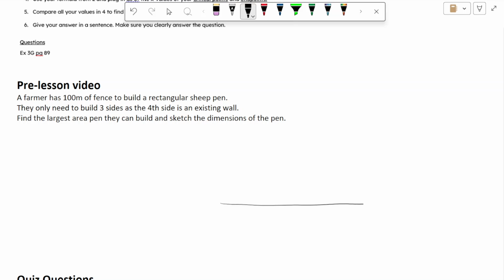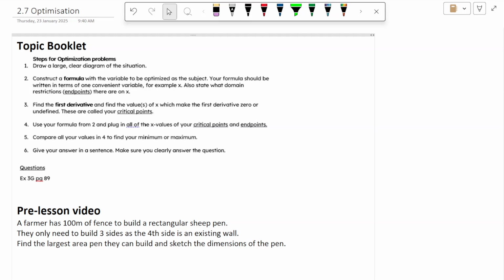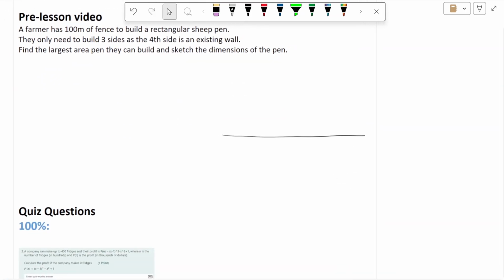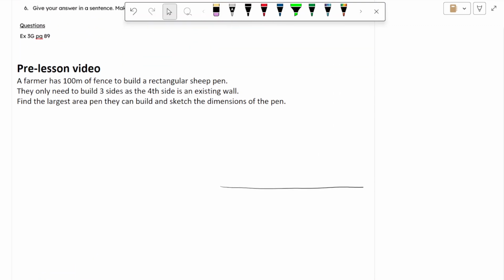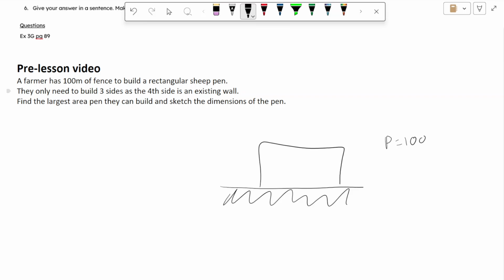So first step is to draw a large clear diagram of the situation. We have this farmer, and the farmer has some sheep. So the farmer has this existing wall here, and they're trying to build a sheep pen along there, and they've got 100 meters of fence to do it. So the perimeter is 100. So they only need to build 3 sides, as the 4th is an existing wall, and sometimes I even cross off information as I use it. Rectangular would mean that these two are the same lengths, and let's just call this maybe Q.